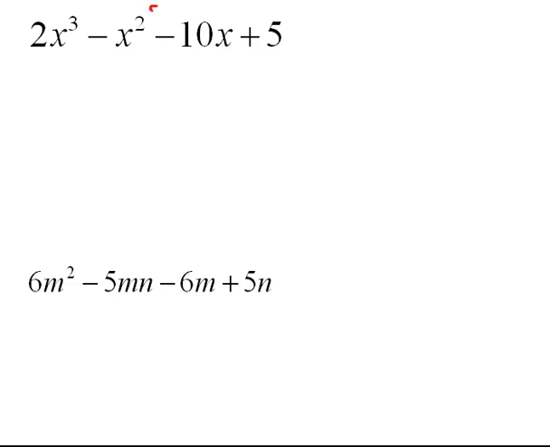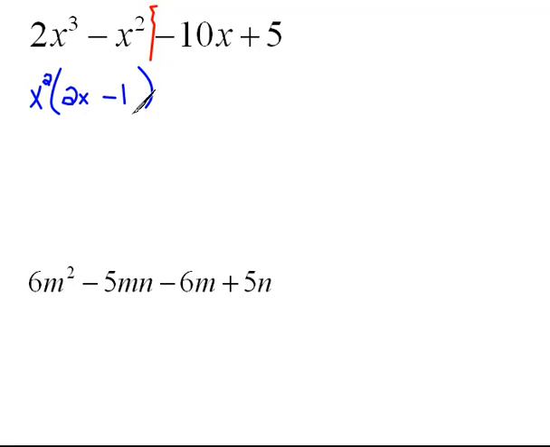So by grouping means that I'm going to separate out the first 2 from the last 2, and then look at these individually. Between 2x cubed and a negative x squared, what do these things have in common? Well, they have an x squared in common. So now x squared times what would give us 2x cubed? That would be a 2x. And x squared times what would give us a negative x squared? Well, that would be a minus 1.